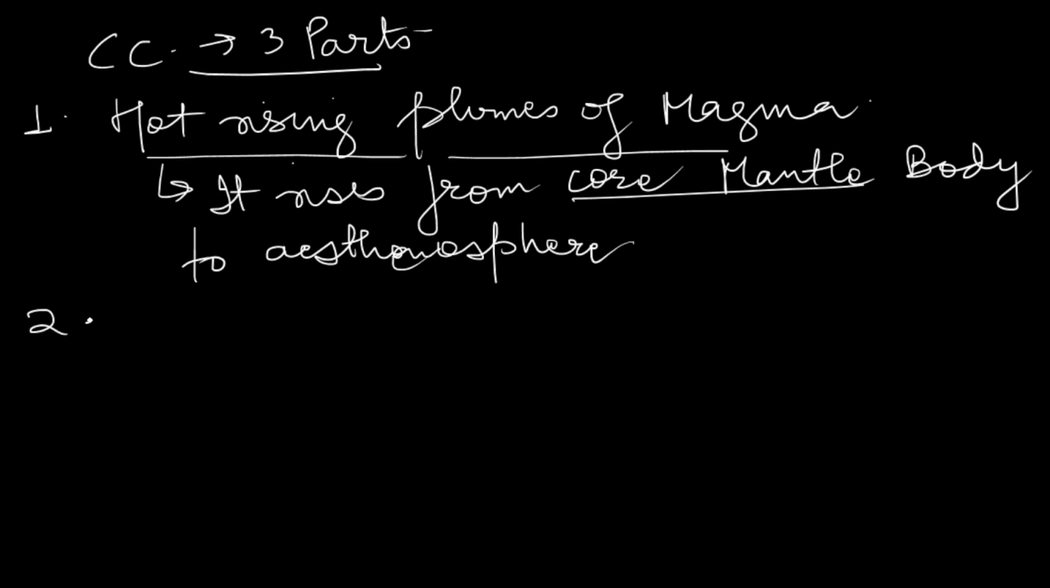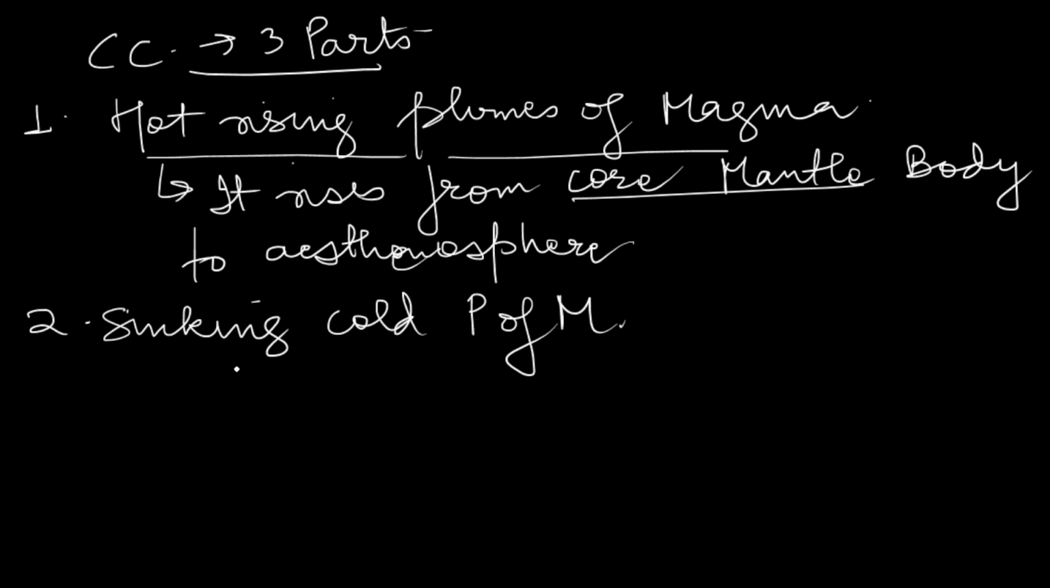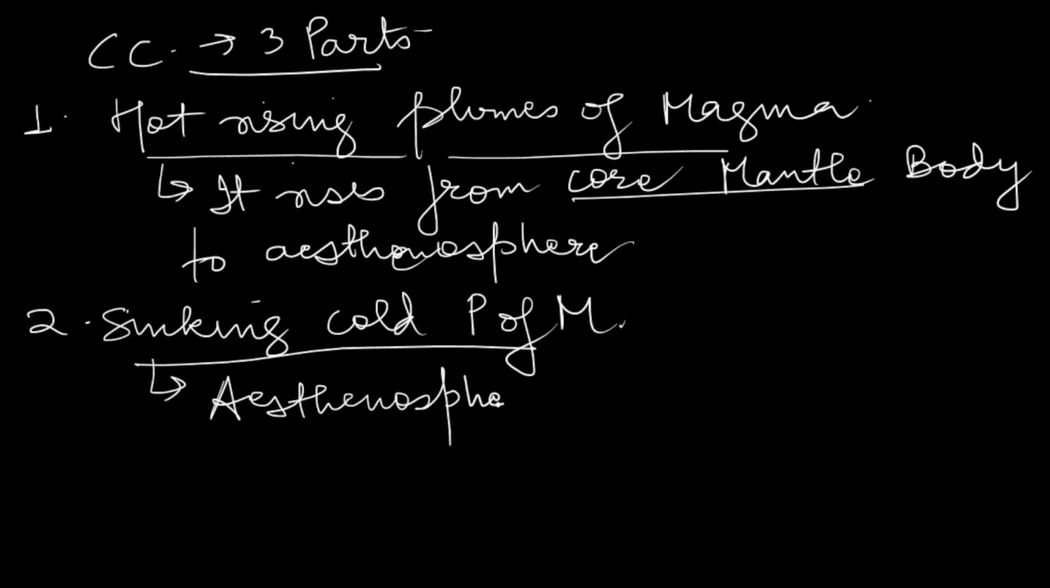Now the second one is the sinking cold plumes of magma. First one was the hot rising and then sinking cold plumes of magma. The sinking cold plumes of magma go from the asthenosphere to the core mantle boundary. So it sinks from the asthenosphere to the core mantle boundary.